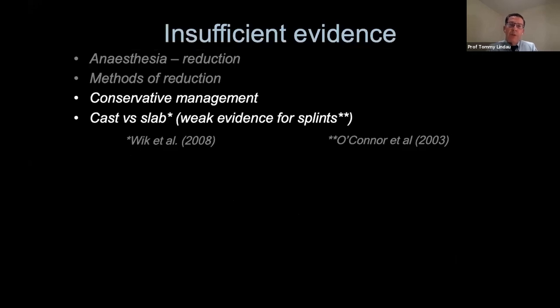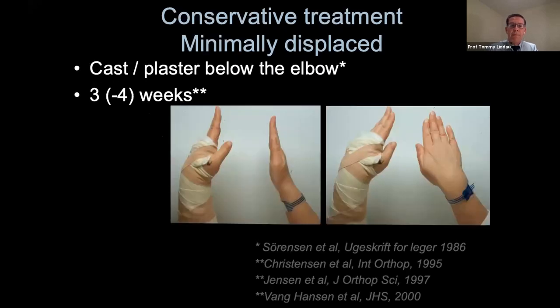So again, sadly, if we scrutinize the biggest studies, conservative management is debatable in many ways, but there is some support that a slab is better than a cast, and there's some weak evidence for splints. But again, in this group, there's little evidence for what we do. So basically, a small cast or a plaster below the elbow for 3 weeks has been proven to be sufficient. Most people bail out on that one and still want 4 weeks. But scientifically, there's evidence that 3 weeks would be sufficient for these minimally displaced fractures.